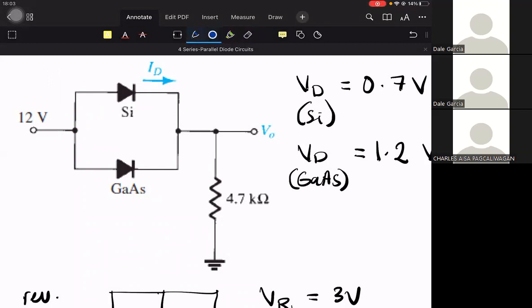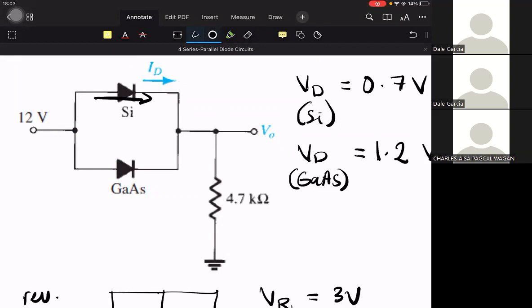Perfect analogy, because the battery will provide current to the circuit, and current will flow, one here and another one here. The silicon diode would be the first one to turn on. No? Siya pinakauna ma-turn on or ma-forward bias, si silicon diode.